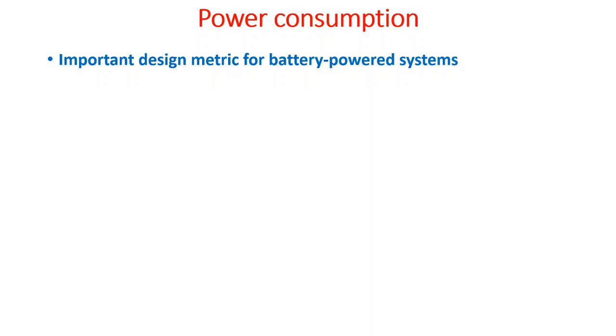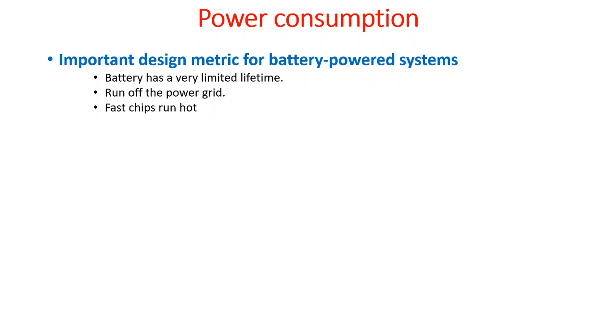Now the important design metrics for battery powered devices. First, the battery has a very limited lifetime. Even in our mobiles, the major problem is the frequent draining of the battery. Second, running off the power grid. For example, when we are at a job from morning 8 to evening 7 or 8, we will not get time to charge our mobile phone, so we need a minimum of 12 hours of battery backup. That is another design metric.